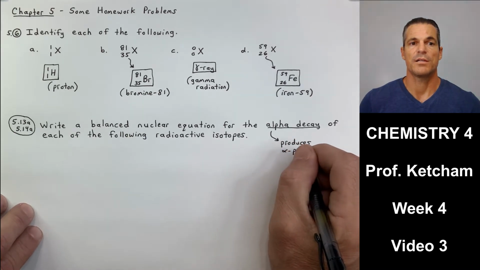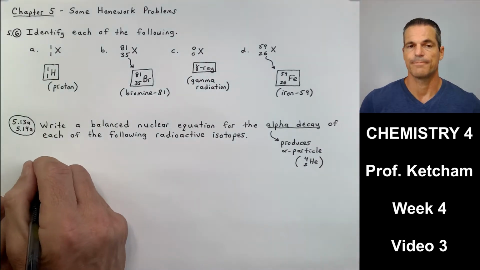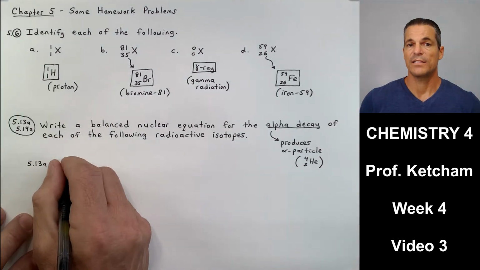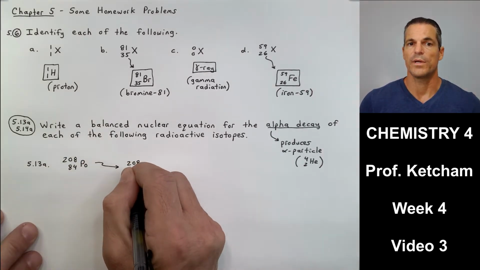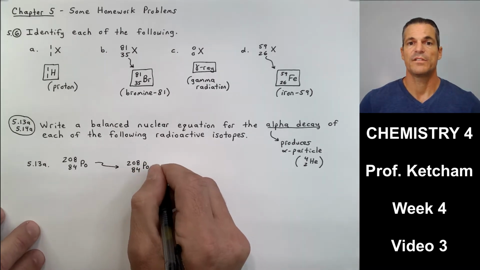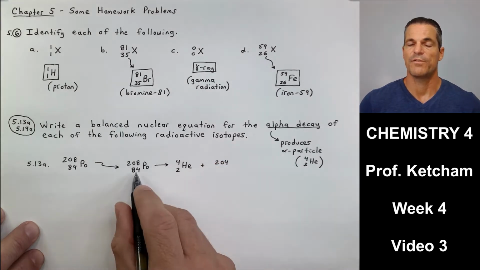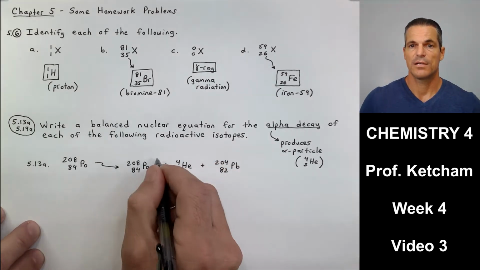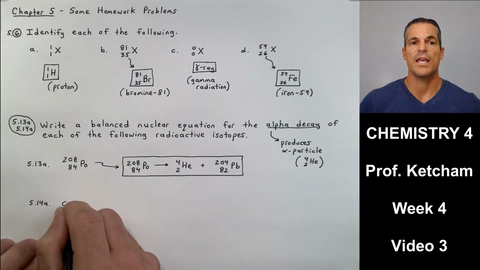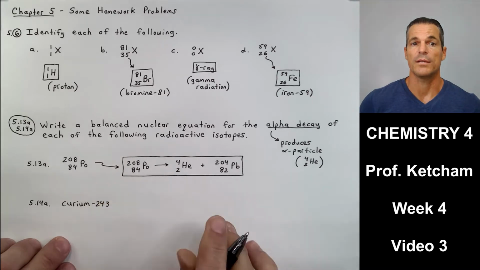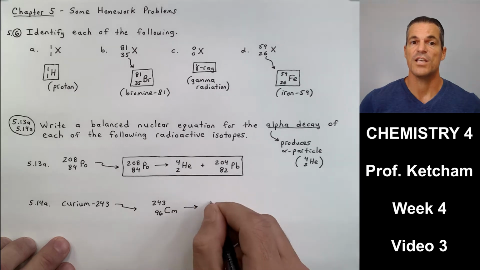Next problem is number 13A and 14A. I'm going to combine them because the instructions are the same. It says, write a balanced nuclear equation for the alpha decay of each of the following radioactive isotopes. Alpha decay, we have learned in week 4 videos 1 and 2, is an alpha particle or a helium nucleus, 4/2 He. So for 13A, we have 208/84 polonium. We have polonium 208. And we are going to produce an alpha particle, 4/2 He.